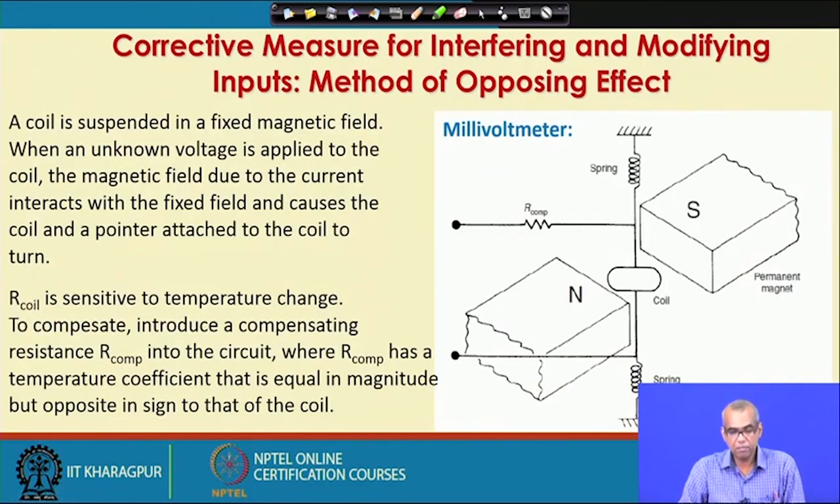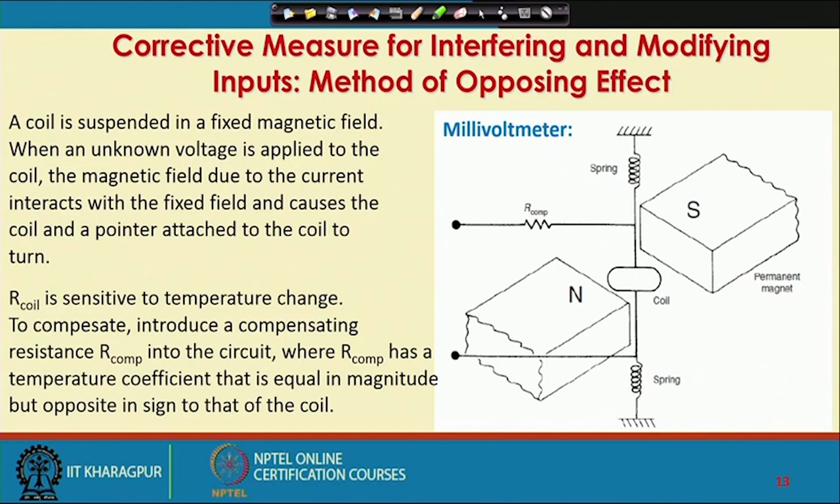Finally, we will take a brief example of the method of opposing effects for correcting the effect of interfering and modifying inputs. This is an example of a millivolt meter. A coil is suspended in a fixed magnetic field. When an unknown voltage is applied to the coil, the magnetic field due to the current interacts with the fixed field and causes the coil and the pointer attached to the coil to turn. Now, the resistance of this coil is sensitive to temperature. So, if the temperature changes, the resistance of the coil will change.